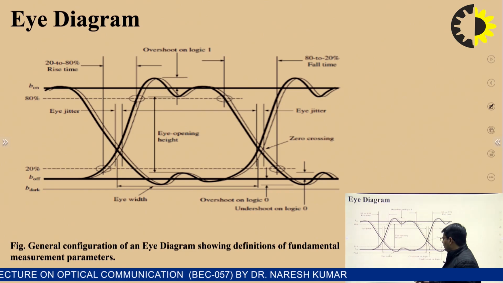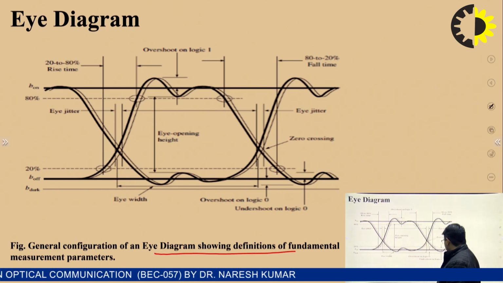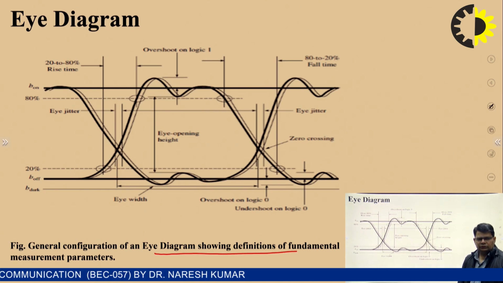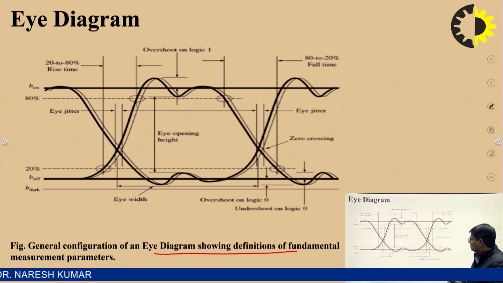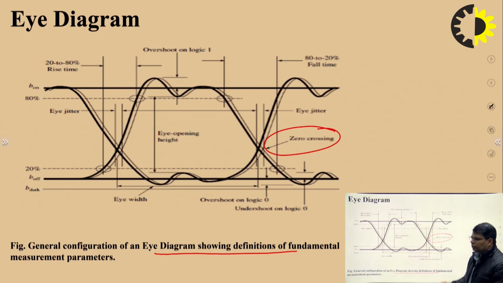This is the one eye diagram. In this eye diagram, there are certain points or certain eye features, for example this feature, zero crossing. This eye pattern feature will explain some performance of the system.